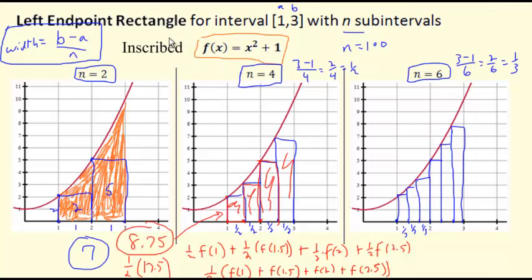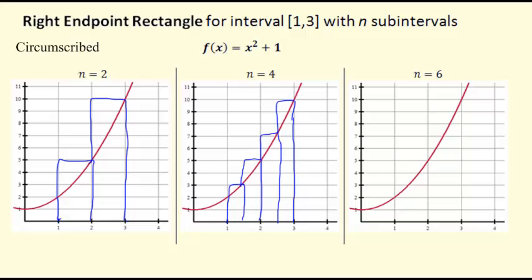Now it's not because they're left endpoint or right endpoint. It's just because it's underneath. It's inscribed by the function. So you may see that every now and then. If it's underneath, it's inscribed. If it's above, it's circumscribed. So now these are highball estimates. These are too big. Let's finish this out, just kind of have a little closure here.